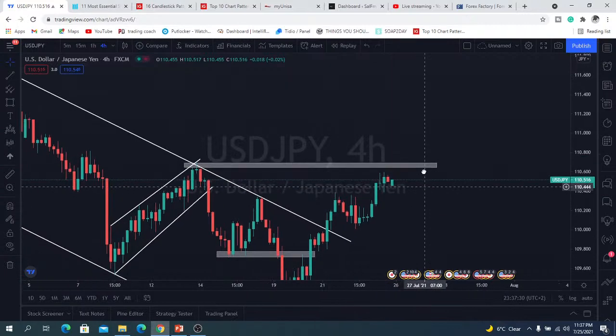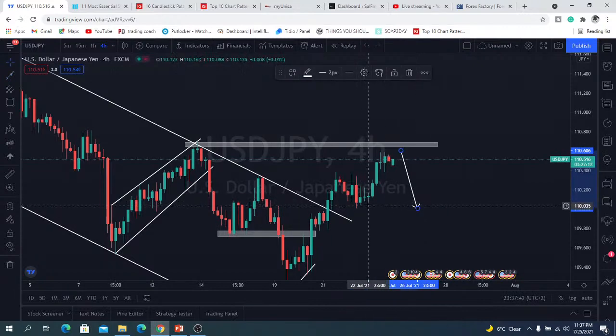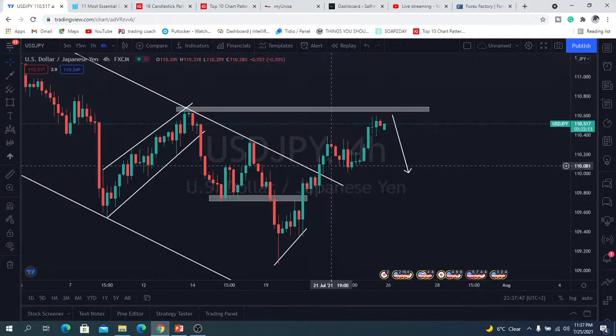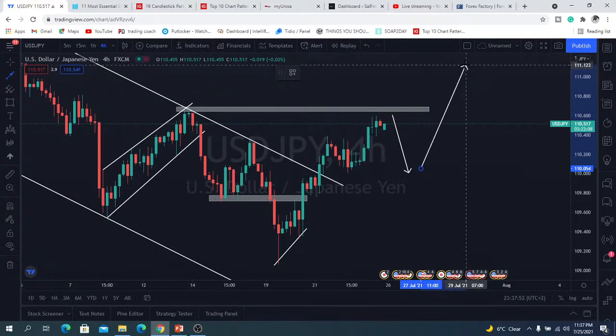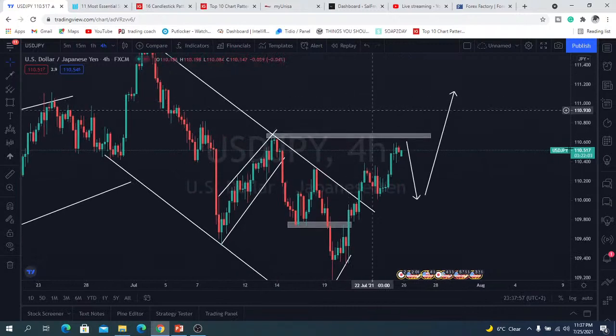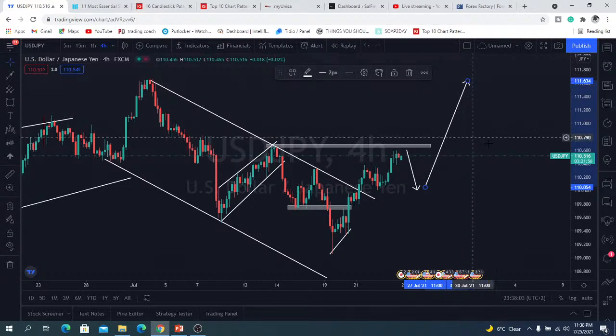Okay, for now, I'm assuming, obviously when we analyze, we're just trying to get possibilities. I'm assuming the market will come to this level right here, to these areas right here, as a form of a retest. And once that is done, it might continue going up. It might continue going up at least to this area.